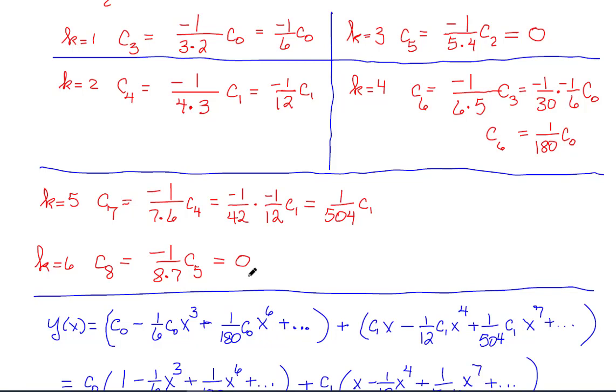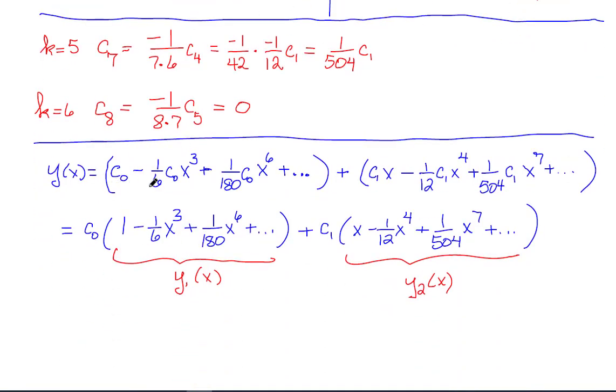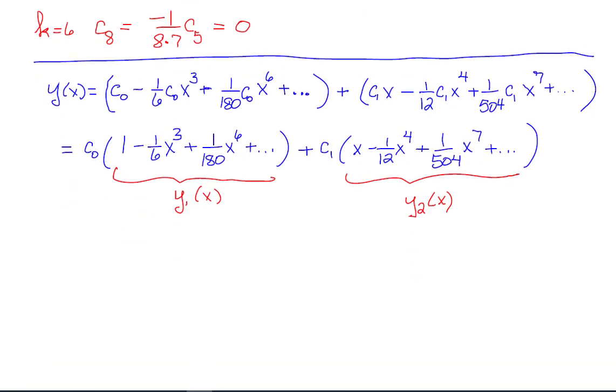So trying to put all this together by grouping it in terms of the things that have C0 in it and the things that have C1 in it. Factoring out the C0, that gives me my y1 of x. Factoring out the C1, that gives me my y2 of x. Yes, it does seem a bit tedious and torturous, but it does work.